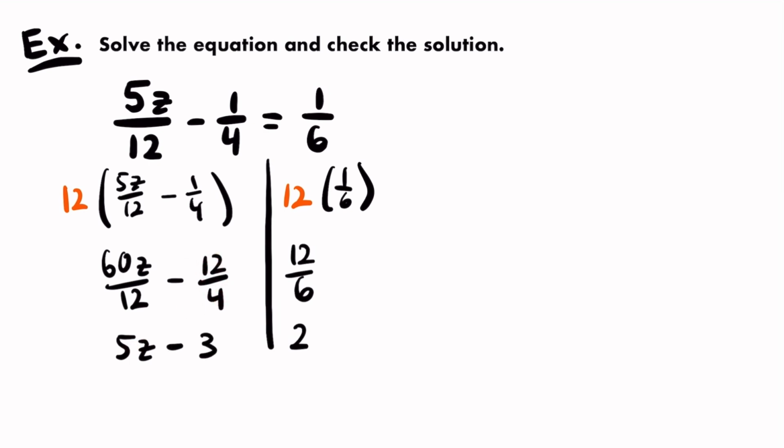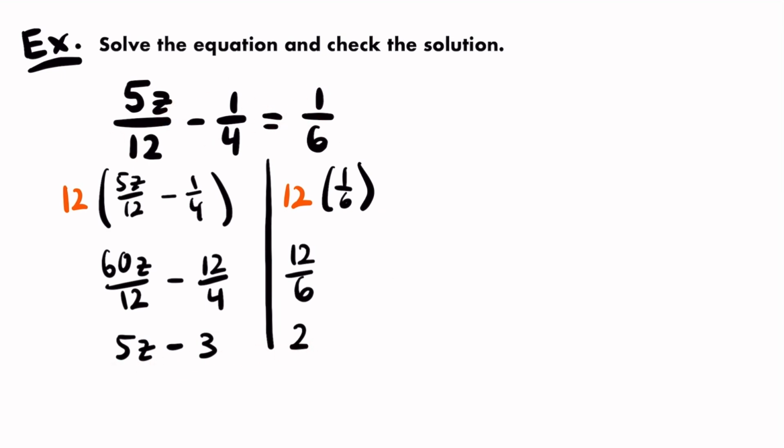And now we're done multiplying by 12. We now have an equation equivalent to this one, meaning it has the same solution, it just looks a little bit different. It's an equation that doesn't have any fractions. We have turned all of those fractions into whole numbers.